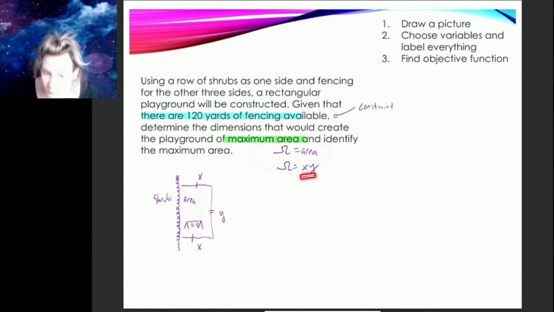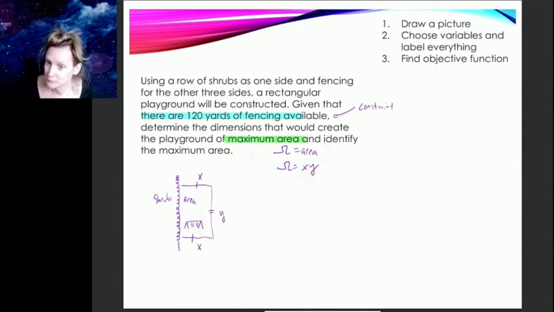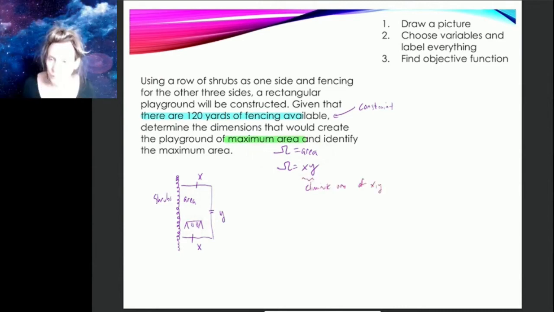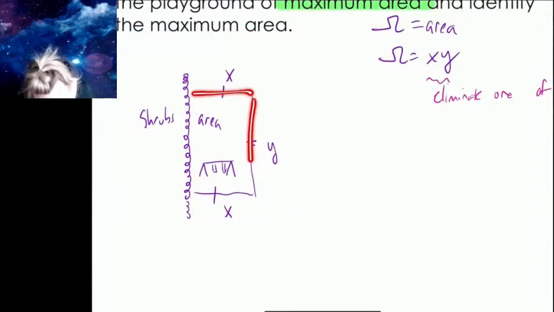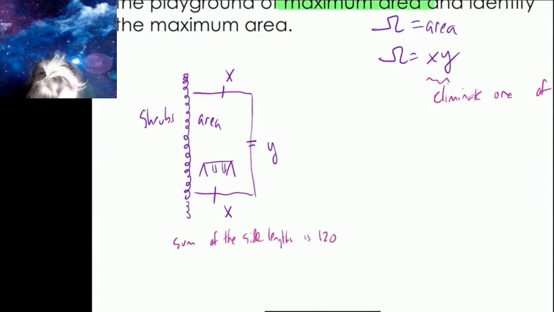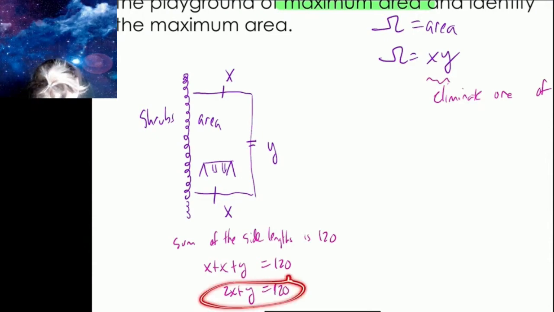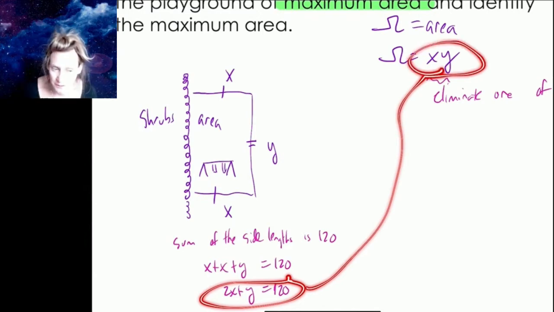It's too many variables. We need to eliminate one of X or Y, or we're getting nowhere. This is where the constraint comes in. There are 120 yards of fencing available. That means that the sum of those 3 sides is going to be equal to 120. That means that 2X plus Y equals 120. And I'm going to use that statement to eliminate one of those 2 variables.